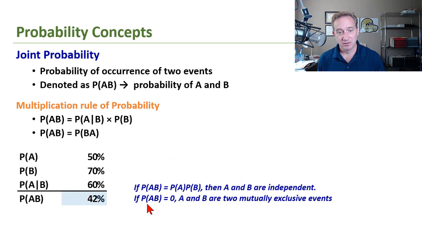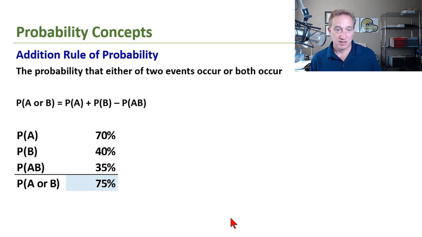And then here, secondly, if the joint probability is 0, well, that satisfies the definition of mutually exclusive events. For the addition rule, the probability that either of two events occur or both occur, you can see here the probability of A or B equals the probability of A plus the probability of B minus their joint probability. And so you will see this oftentimes conveyed with a Venn diagram.